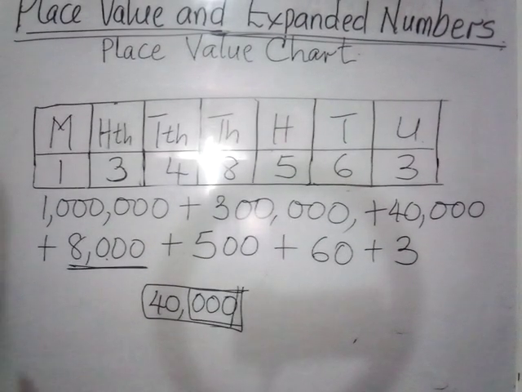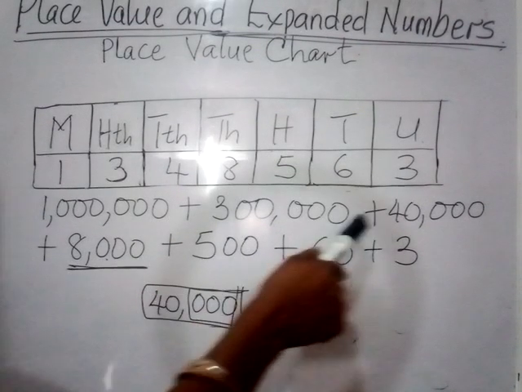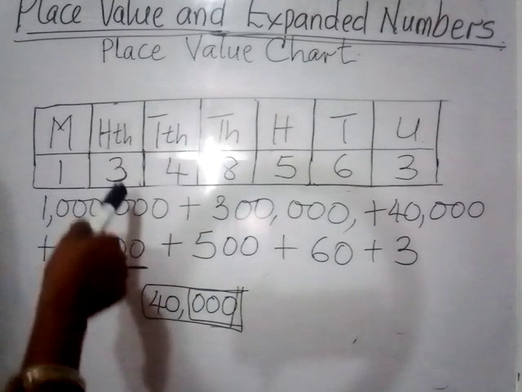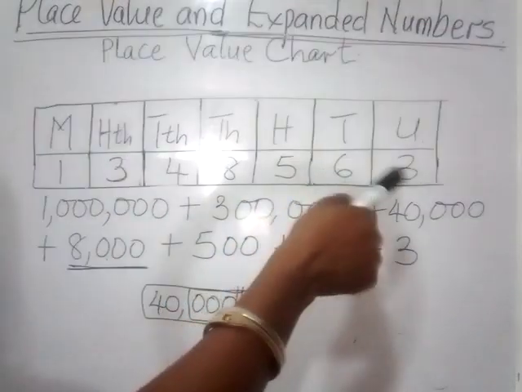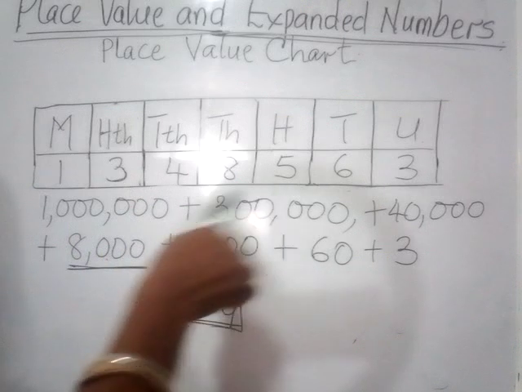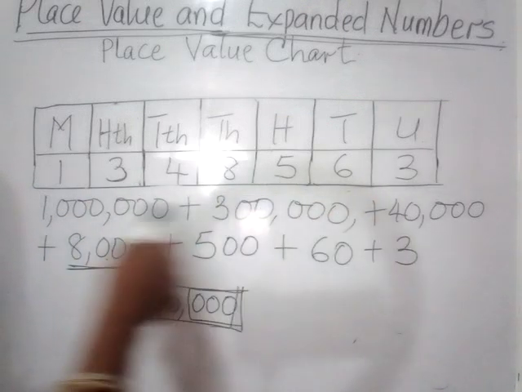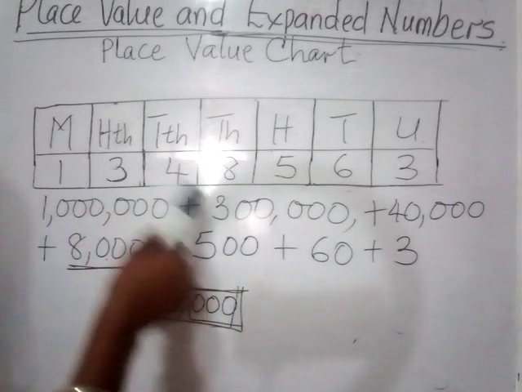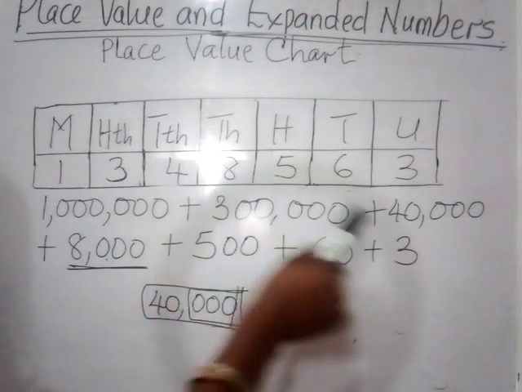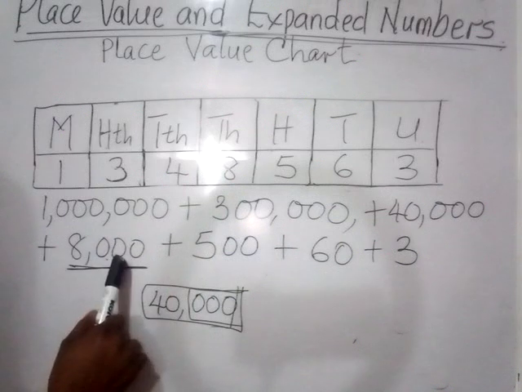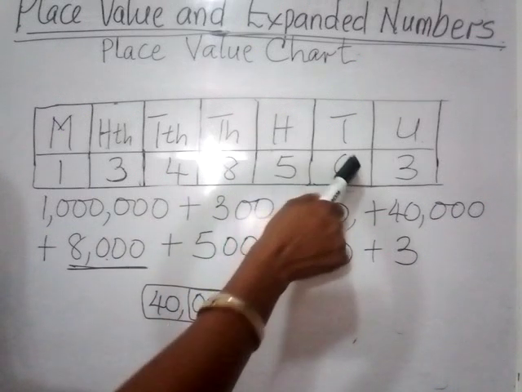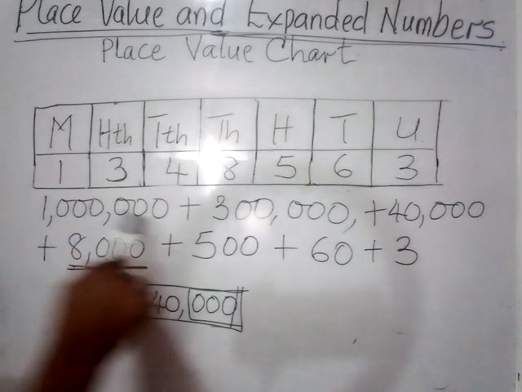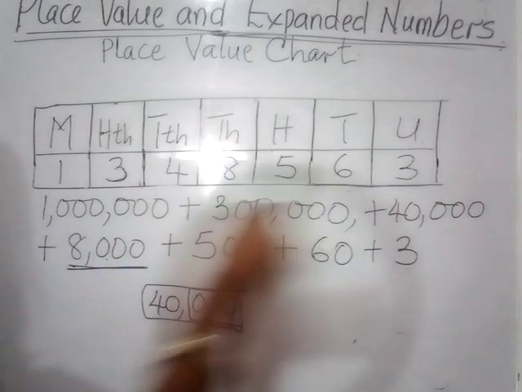So looking at these individual numbers as they have been written in the expanded forms, they basically tell us the value that each of these digits has. Like this one now is 1 million with 6 zeros. The 3 is 300,000. The 4 is 40,000. The 8 is 8,000. The 5 is 500. The 6 is 60, and the 3 is 3. So these are the values of these digits in this number.